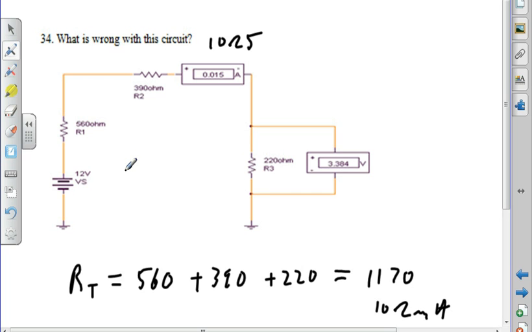So now, if I assume that R1 is shorted, and I take 390 plus 220, 610, and I take 12 and I divide it by 610, I get 19 milliamps. That's not what I have. So this guy's probably okay. This guy's probably shorted.